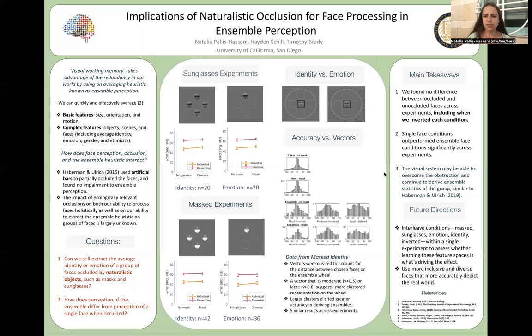Overall, we find that the visual system can overcome the obstruction and continue to derive this ensemble, but we have different ideas of how this might be taking place. And we do think that there is some disruption to holistic processing taking place due to the fact that we still saw these same results when we inverted conditions.